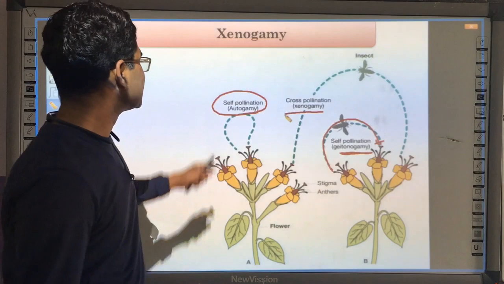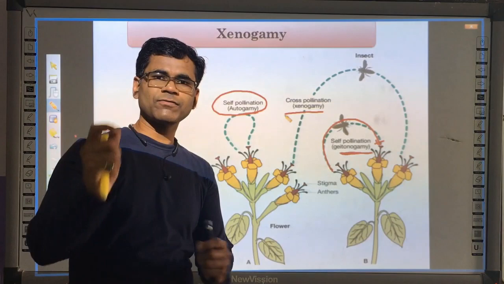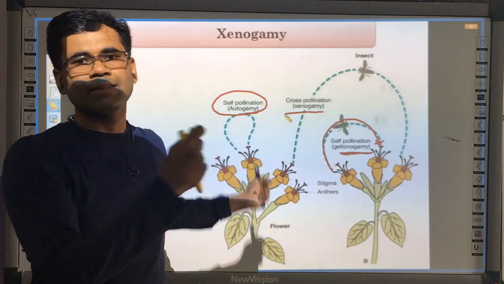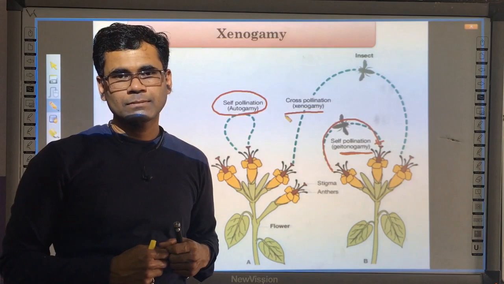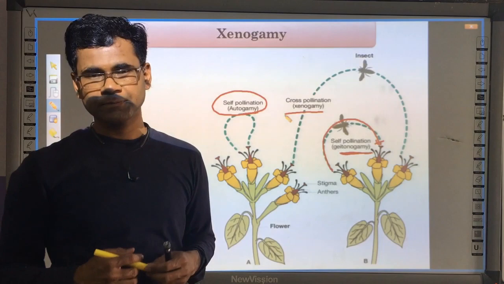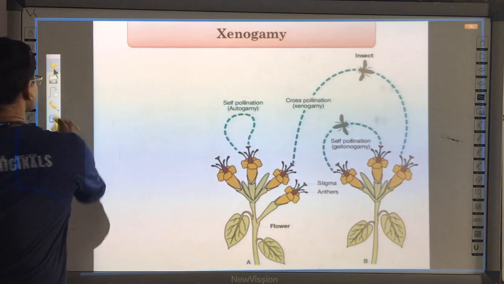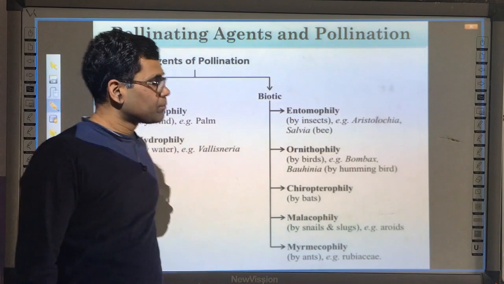But in xenogamy, when the pollen has to travel from one anther to another stigma, some important agents are required. And these agents are termed as pollinating agents. So let us have a look. Pollinating agents are important for pollination.